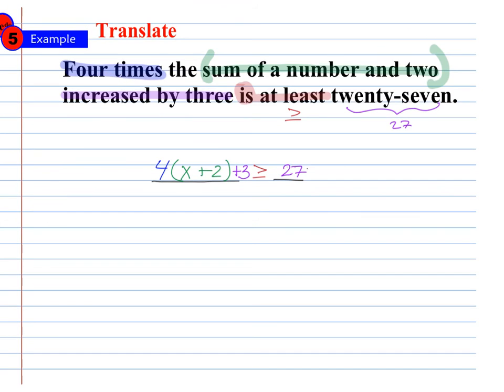So we translated this and it said 4 times the sum of a number and 2, increased by 3 is at least, which is greater than or equal to, 27.